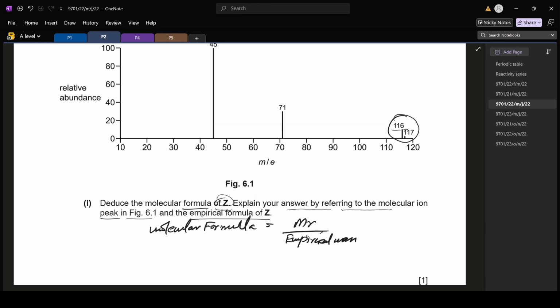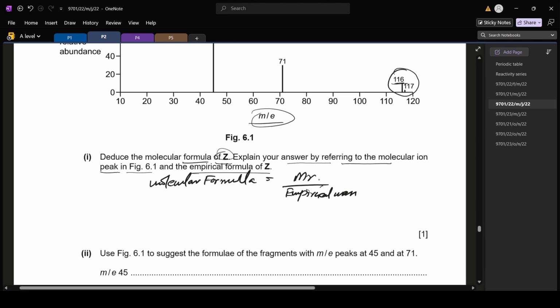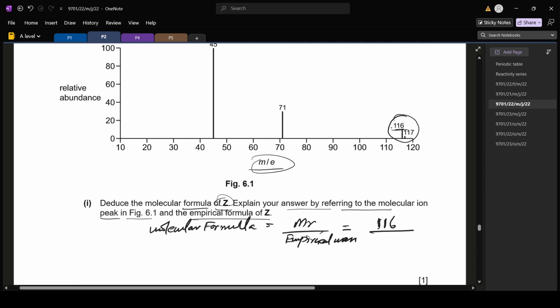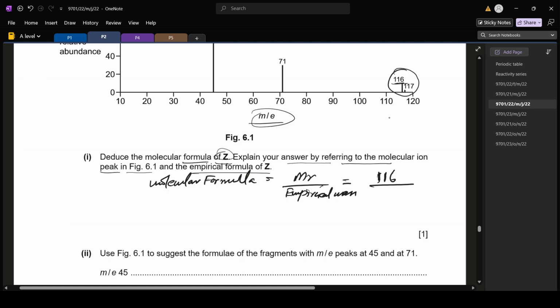The molecular ion peak is the last peak, and it has a mass to charge ratio of 116, and this is the Mr of Z. Okay, 116. The molecular ion peak gives you the Mr. Okay, you have to remember this. Molecular ion peak gives you the Mr, and empirical mass you calculate from the empirical formula, which is CHO.